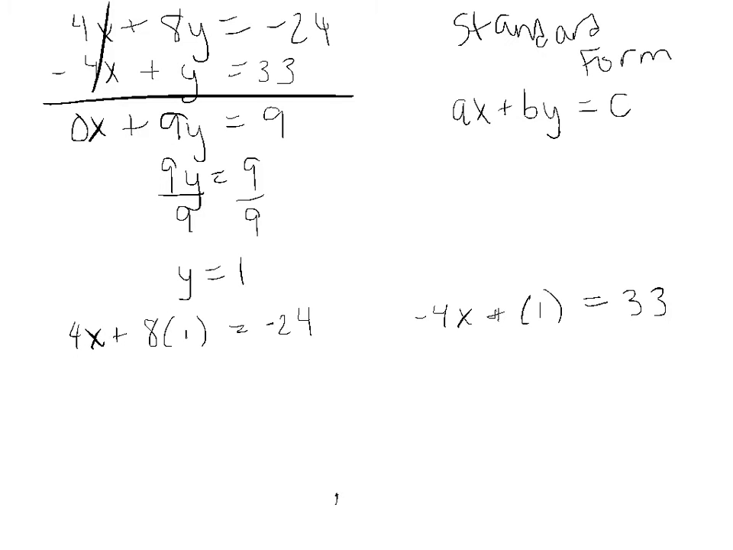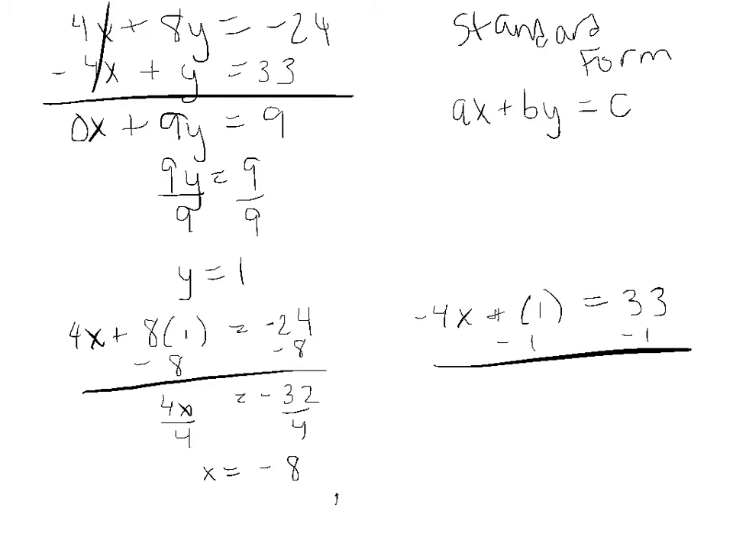Let's see. 8 times 1 is 8, so I can subtract 8 on both sides. Negative 24 minus 8 would give me negative 32, and 4x remaining, divide by 4, x equals negative 8. Check with your other equation. Subtract 1 on both sides, 32. Negative 4x equals 32, divide by negative 4, x equals negative 8. Perfect, I got negative 8 for both. Now I know for sure, I've checked my answer, my solution was true.